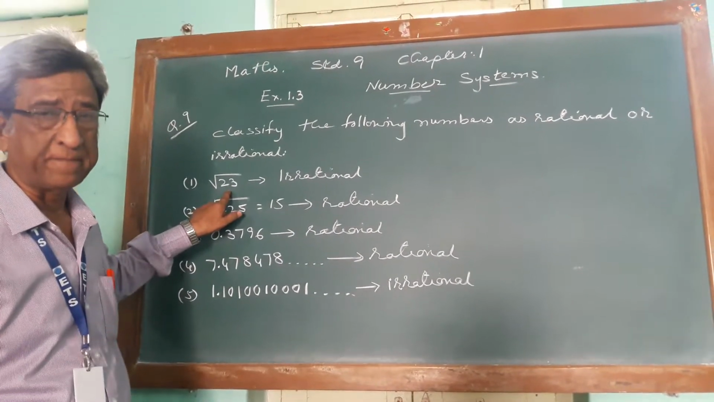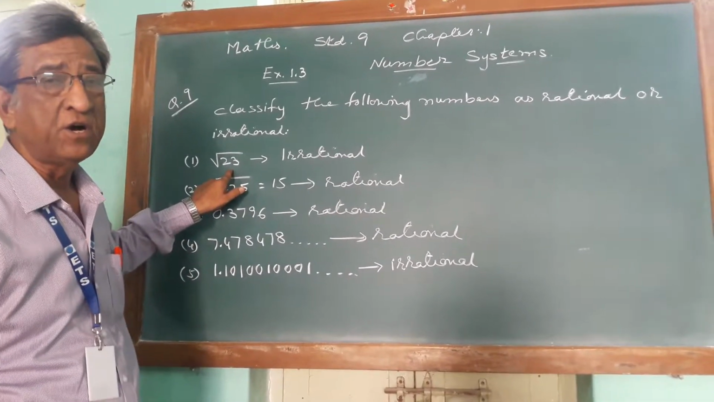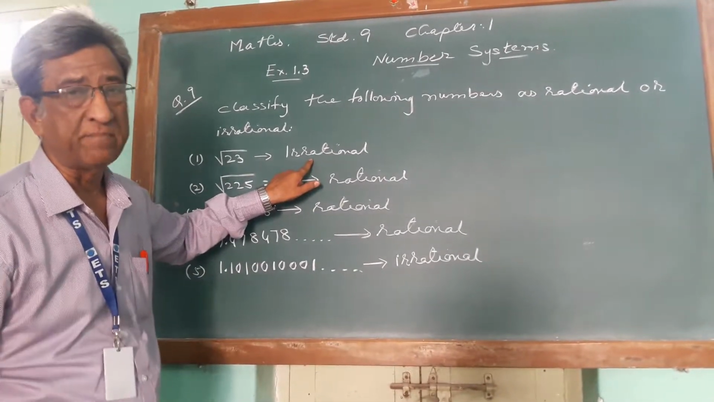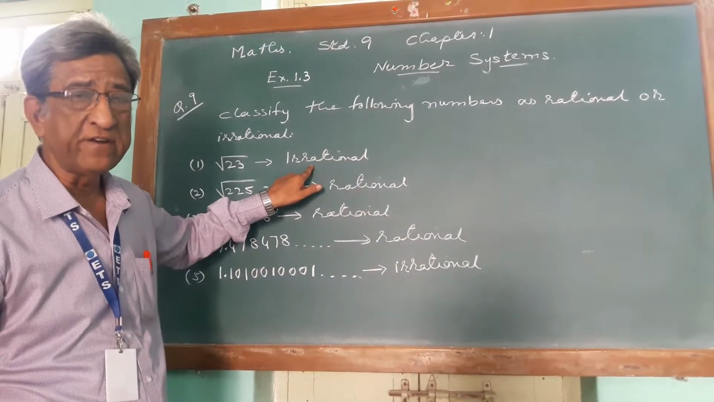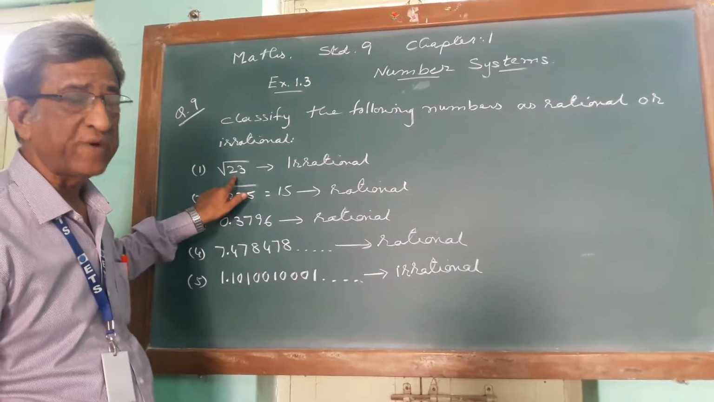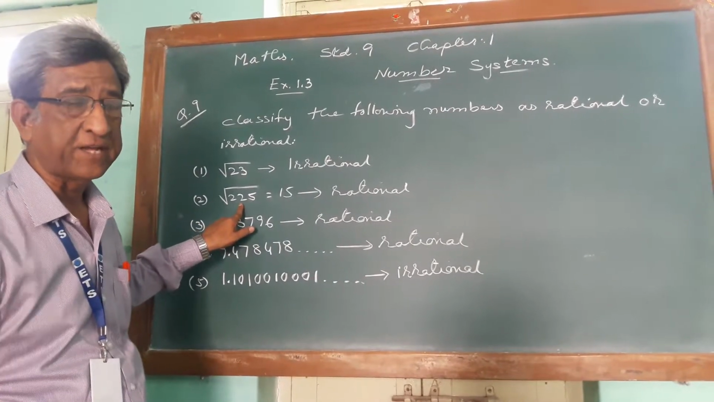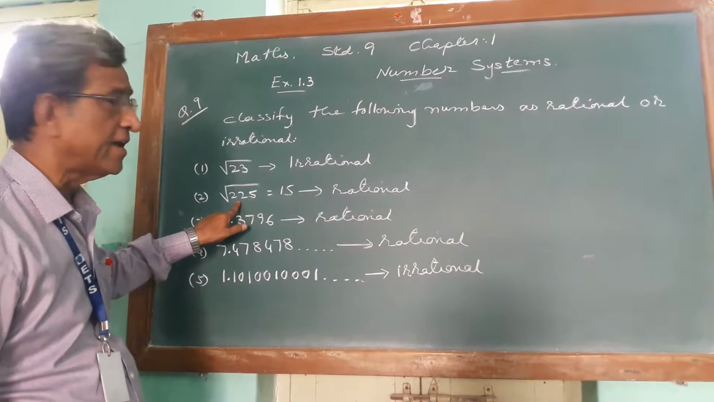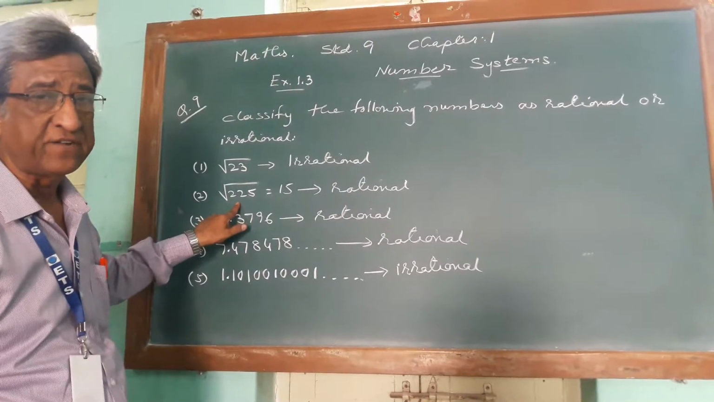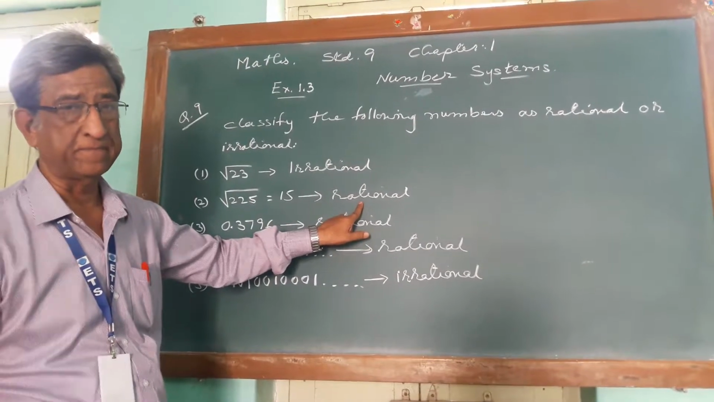So root 23 cannot be expressed in the form of terminating or non-terminating recurring, so root 23 is an irrational number. In other words, you can remember that you don't know the exact root of 23, so root 23 will be irrational. Second one is root 225. You know that the root of 225 is 15, so root 225 is rational.